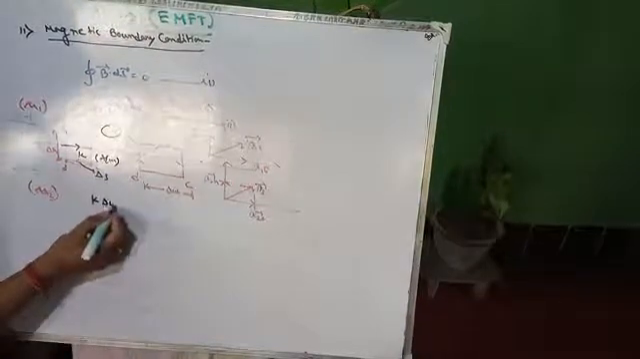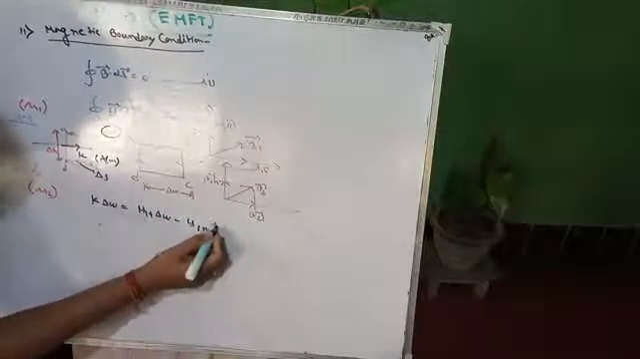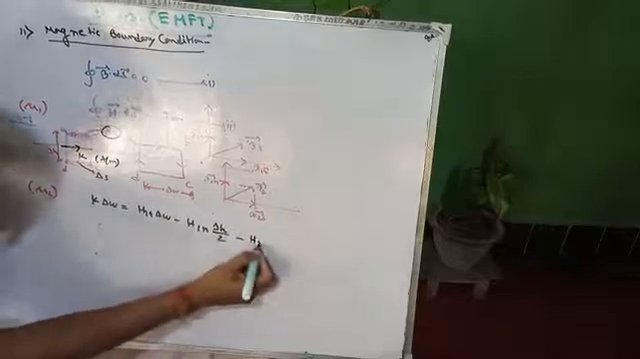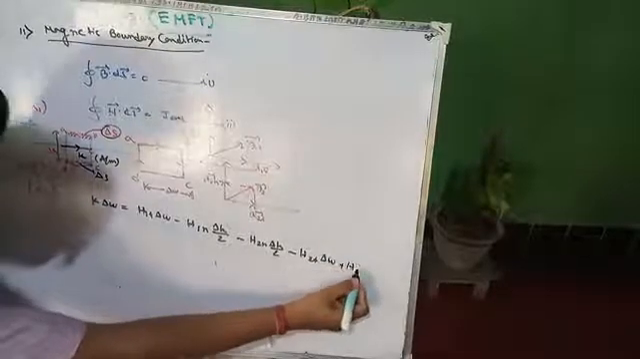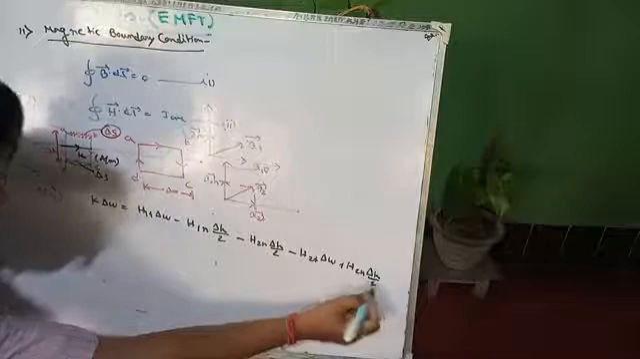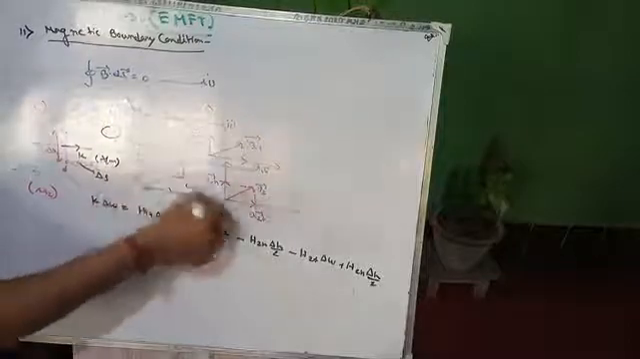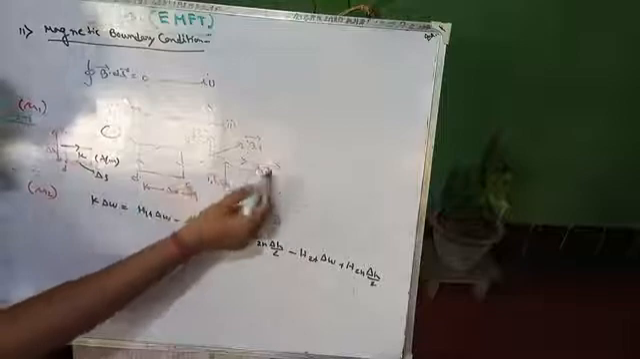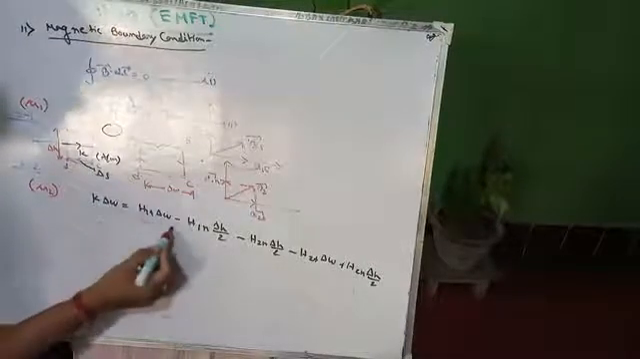So K into del W equals H1T into del W minus H1N into del H by 2 minus H2N into del H by 2 minus H2T into del W plus H2N into del H by 2. How? Because for H1T, you can also write B1T over here, since we are taking the same concept. So H1T means in this direction multiplied with del W. So we are taking this path first, and next C2D.